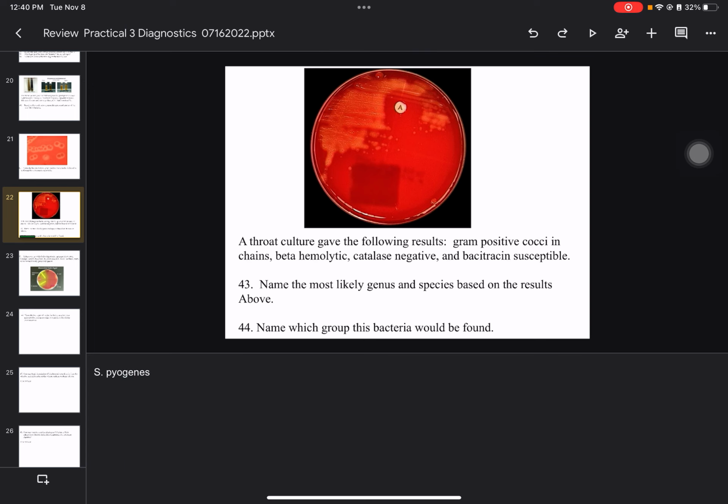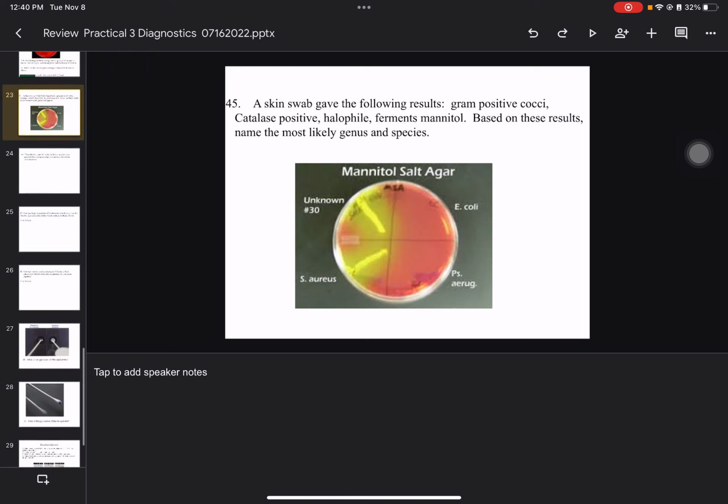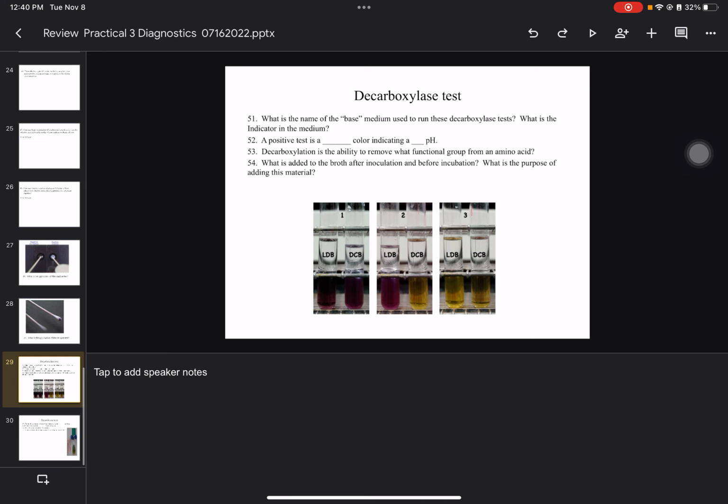Decarboxylase. What's the pH indicator in the decarboxylase test? Bromocresol purple. Name the 3 substrates that could be in the decarboxylase test. Arginine, ornithine, lysine. In order to make the test valid, what has to happen? You need to put mineral oil. And what does mineral oil do? It creates an anaerobic environment.